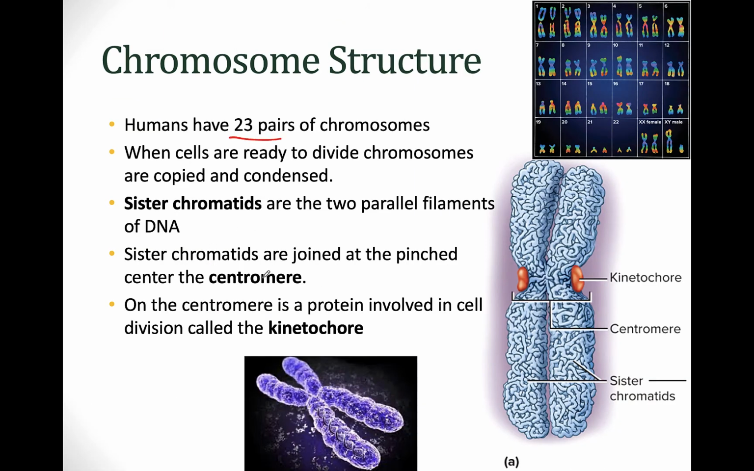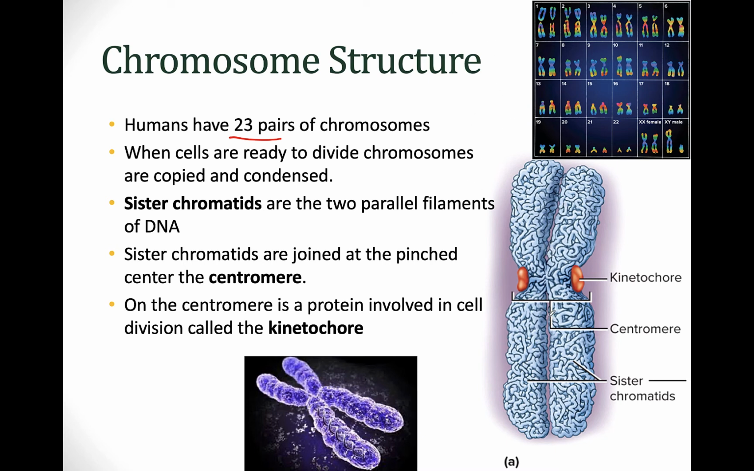Alright, so you have 23 pairs of chromosomes. You do need to memorize that. And when our cells are ready to divide, so when we have a cell that's maybe getting too big and about to split into two small cells, what we need to do is we copy the DNA. So we end up with these duplicated chromosomes like this.